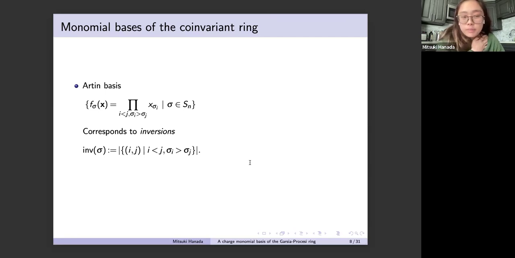The main takeaway you want from this is you can see that it corresponds to inversion just from what we have here in the product formula. What I mean by it corresponds to inversions is the degree of the monomial indexed by sigma, some permutation, is exactly just the inversion statistic on that permutation. So each of our basis elements are indexed by permutations, and the degree is given by the inversion statistic.